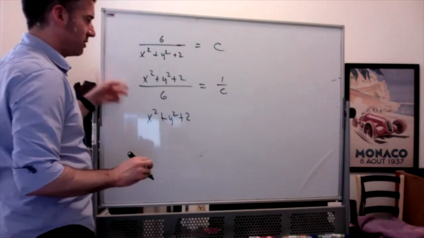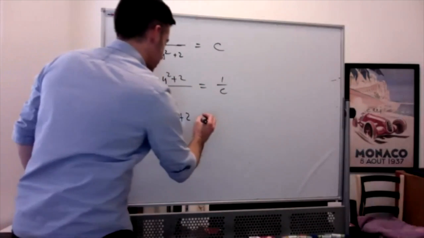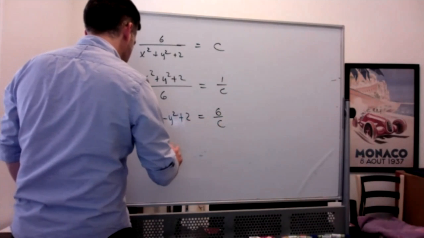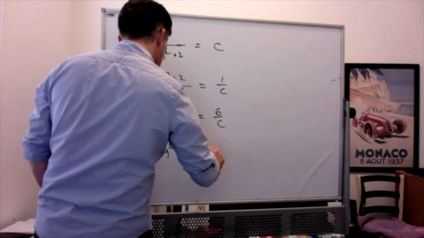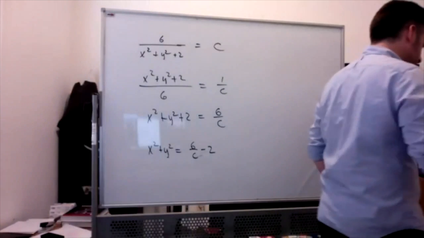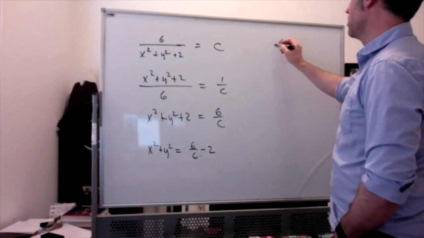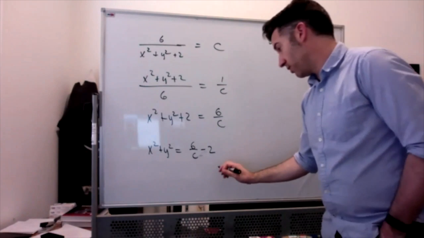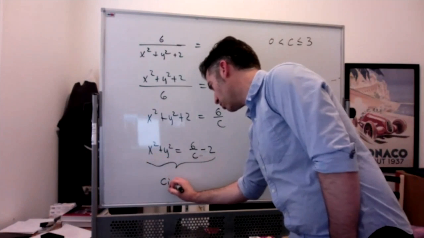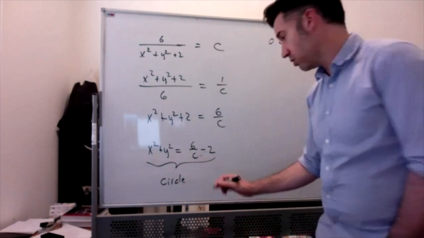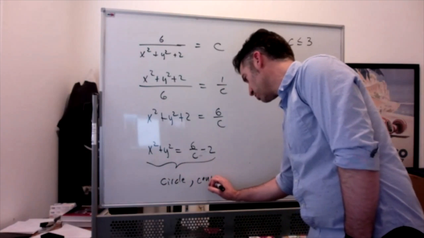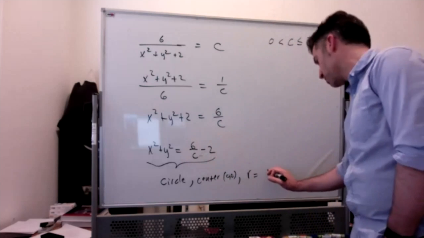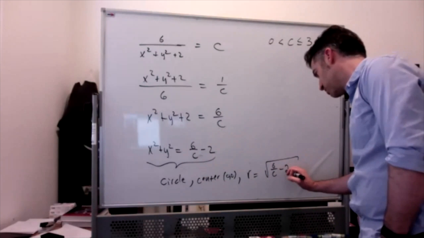So x squared plus y squared plus 2 over 6 equals 1 over c. Multiply both sides by 6, and then subtract 2. So x squared plus y squared equals 6 over c minus 2. We know the range for c, right? c has to be between 0 and 3. So this is going to give me a circle centered at the origin, and the radius is going to be the square root of 6 over c minus 2.